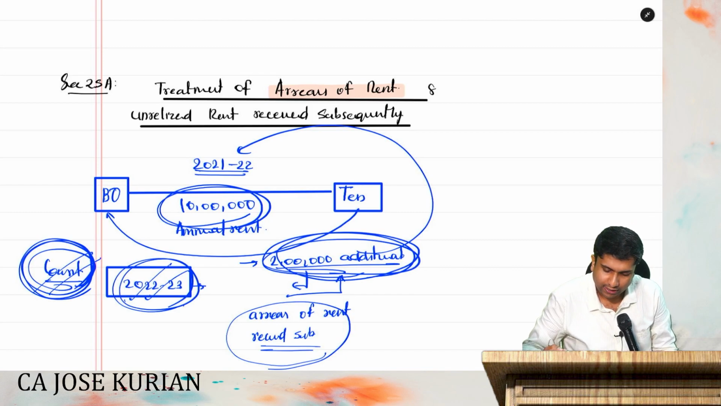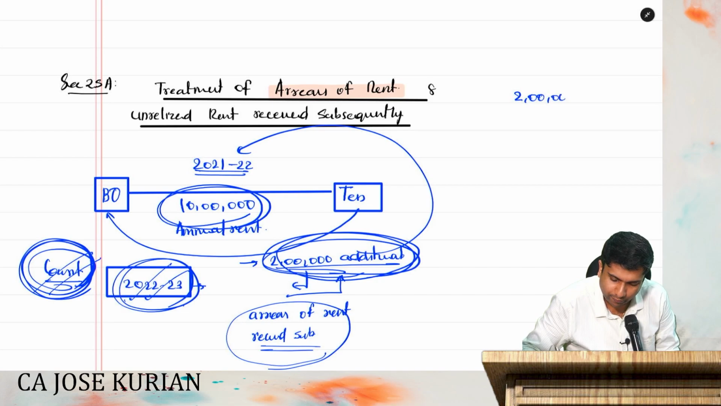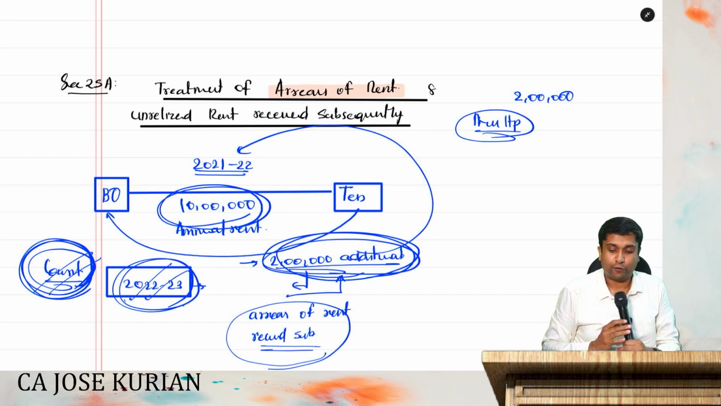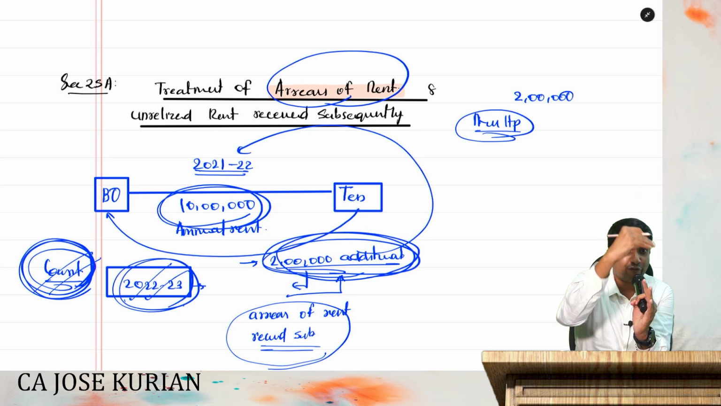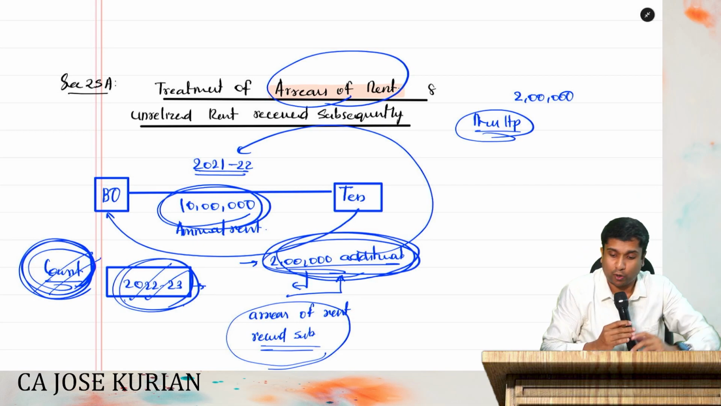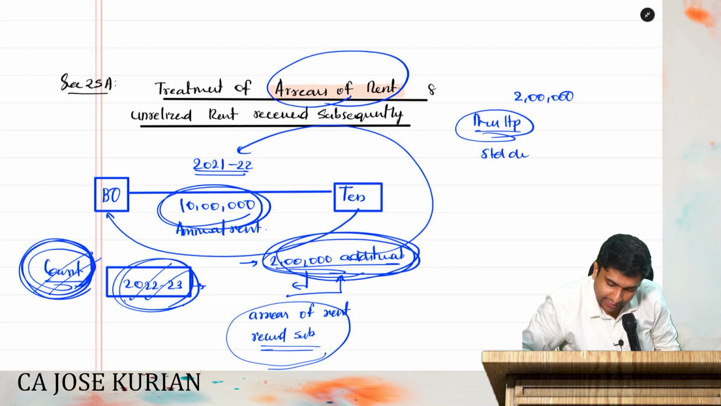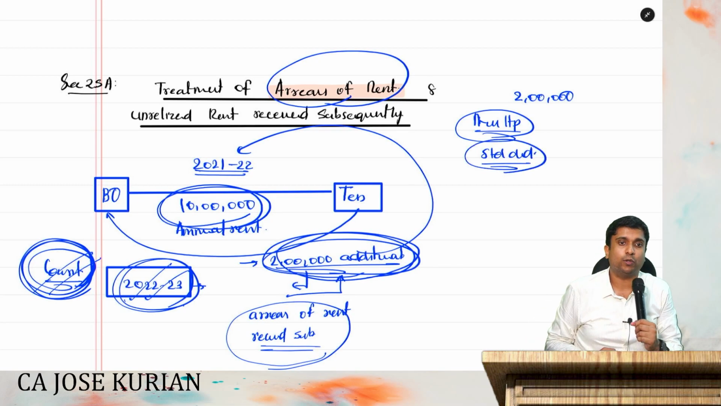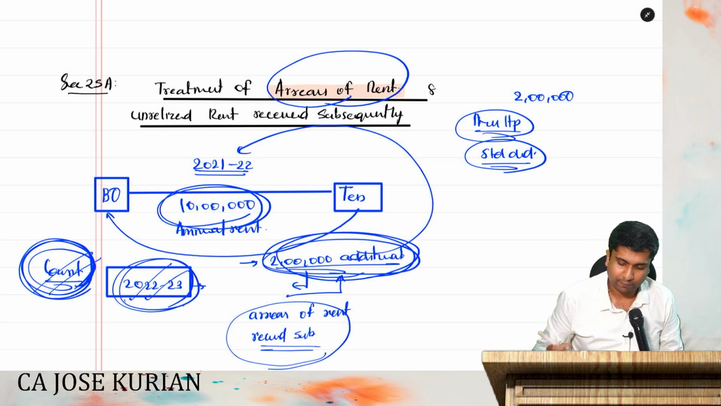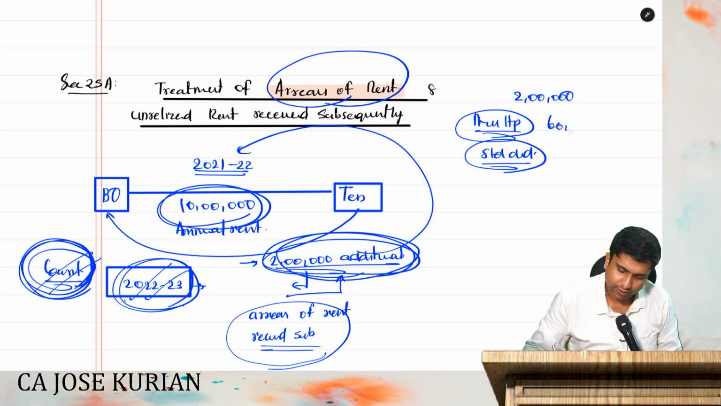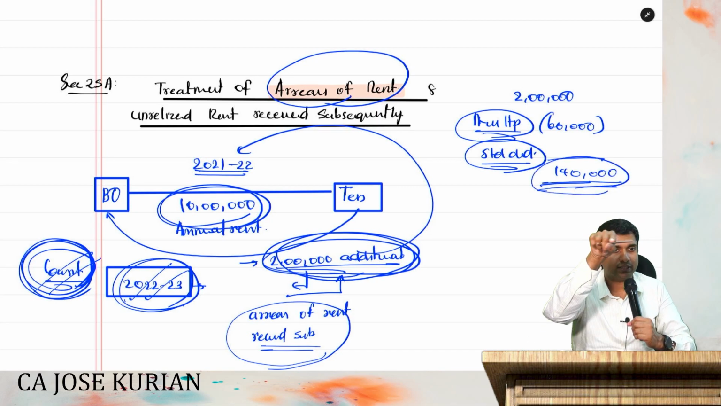Then what to do with this? Department says this 2 lakh has to be treated as an income under the head house property. That's it. If you have received arrears of rent subsequently, then you need to treat that amount of arrear received as your income from the head house property, and you can claim standard deduction from that. 30% of 2 lakh will be the standard deduction. How much is 30% on 2 lakh, friends? 30% of 2 lakh will be 60,000. You can claim 60,000 as a standard deduction, and the remaining 1,40,000 you need to show as income, and you need to compute taxes on that 1,40,000.